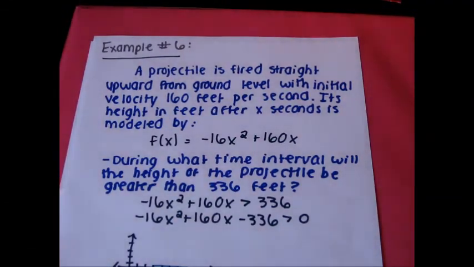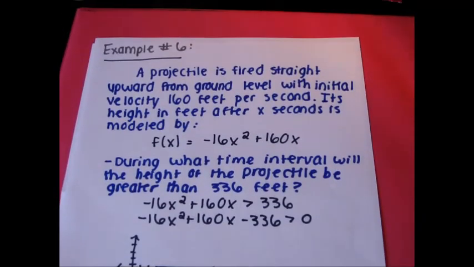Alright, now moving on to our last example for this section, which is an application problem. So I'll read it. A projectile is fired straight upward from ground level with initial velocity of 160 feet per second. Its height in feet after x seconds is modeled by f of x equals negative 16x squared plus 160x. And this part is what they're basically asking us. What time interval will the height of the projectile be greater than 336 feet?